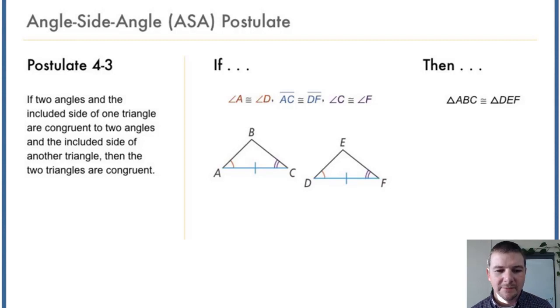And we can see that here. If angle A is congruent to angle D, and segment AC is congruent to segment DF, and angle C is congruent to angle F, then our two triangles, triangle ABC and triangle DEF, are congruent.